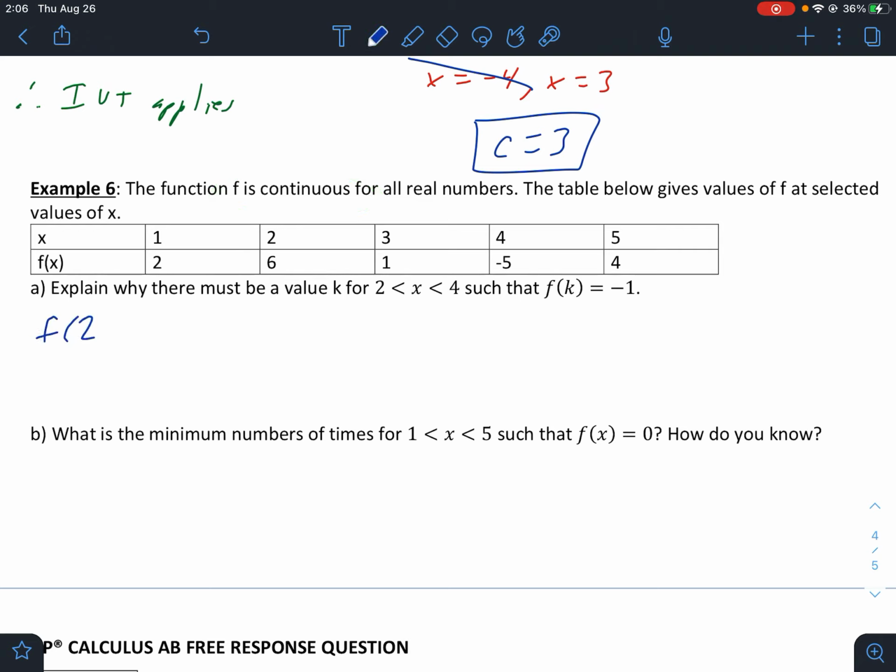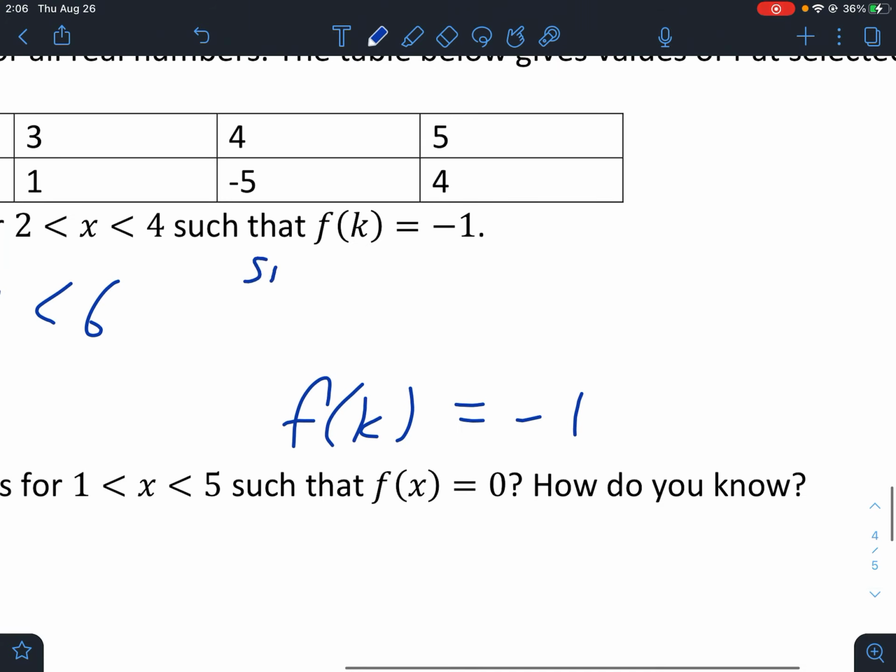Let's check to make sure. We know f of 2 is 6, and f of 4 is -5. And pretty obvious that -1 is between those numbers. So therefore, by the IVT, there must exist a C value somewhere on that range such that f of C must equal -1. Well, I said f of k, so sorry, let's change that to f of k is equal to -1.